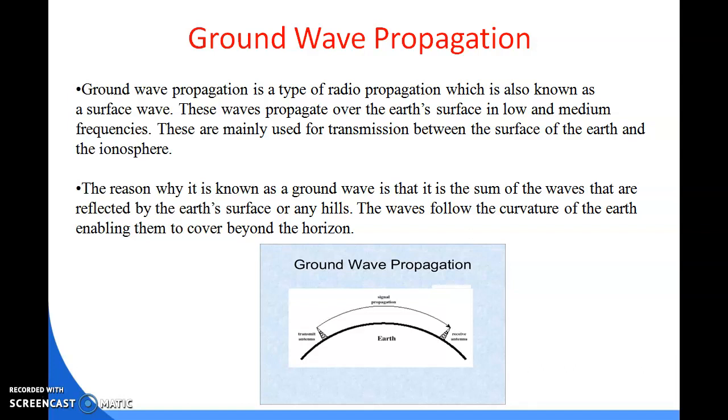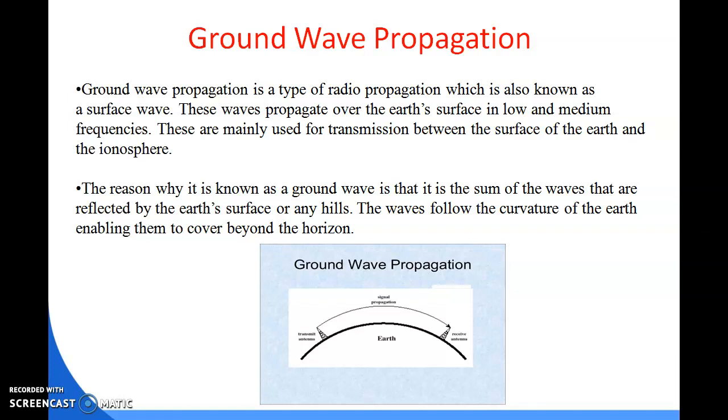The reason it is known as ground wave is that it is the sum of the waves reflected by the earth's surface or any hills, that means the substances present on the curvature of the earth. These are the reason that helps to propagate the signals. The waves follow the curvature of the earth, enabling them to cover beyond the horizon. Clear? So that is the ground wave propagation technique.